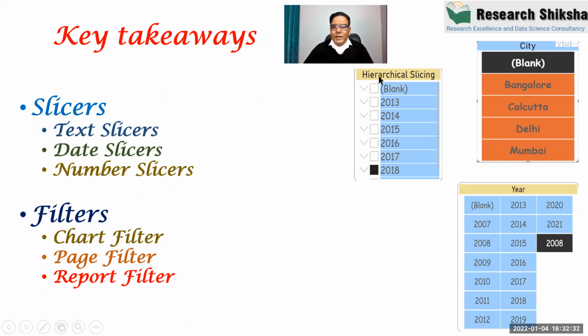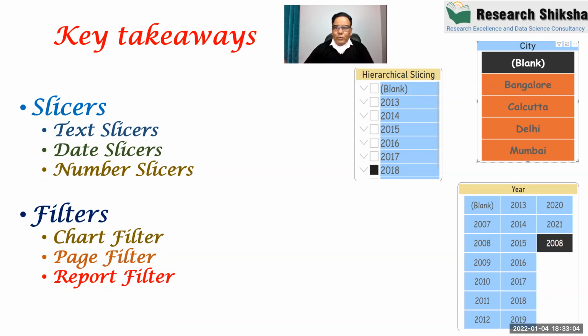Similarly, you can see this hierarchical slicing, and there is the downside arrow. If you click on the downside arrow, all the months of 2013 will appear, and you can select any particular month to see the data. We can also have this kind of buttons. These are known as slicers. Slicers give you the facility to see the graph that belongs to a particular category.